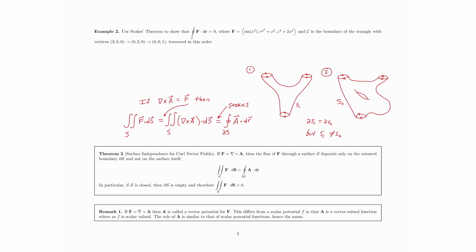And if our vector field is the result of the curl of another vector field, then this tells us that the surface integral over S1 has to be equal to the surface integral over S2.